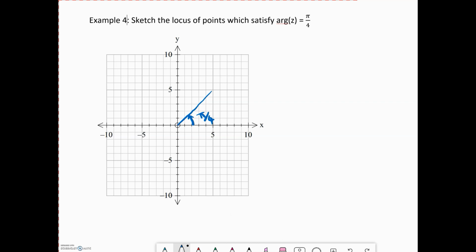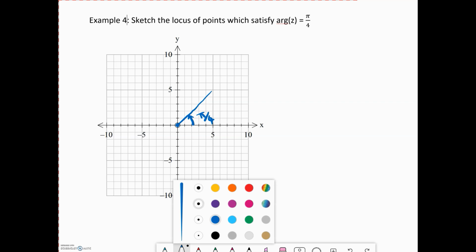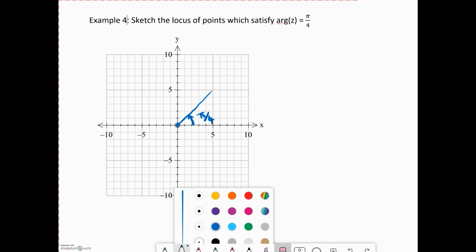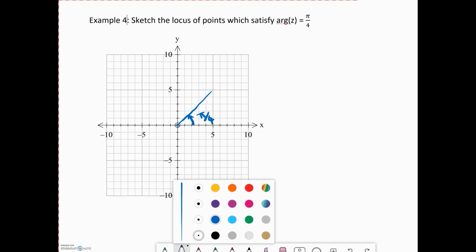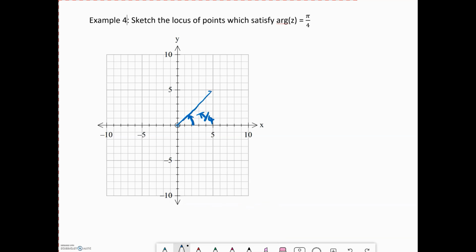So we'll just put in a little gap. I'm going to make my pen a little finer to draw it in for you to be able to see it. Okay, there we are. So this is the locus.